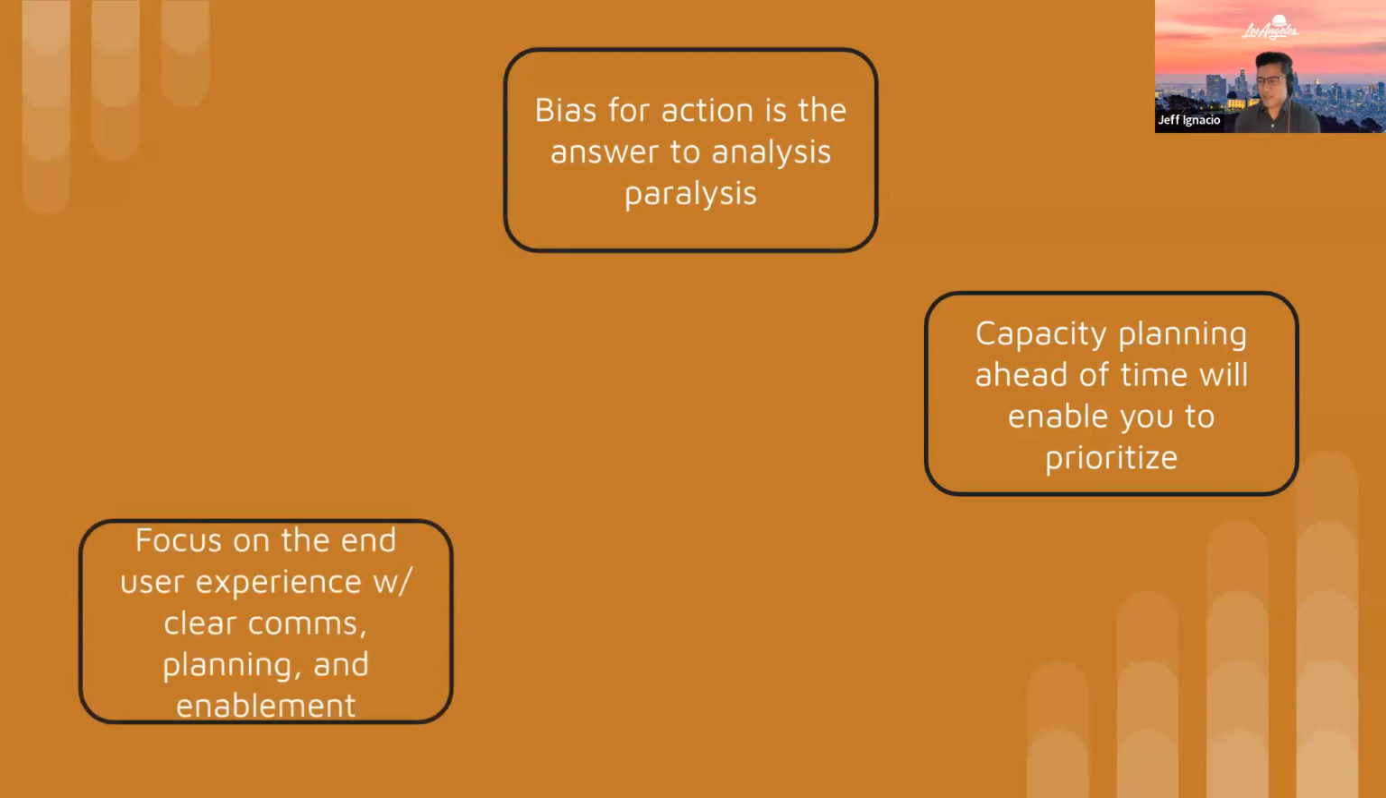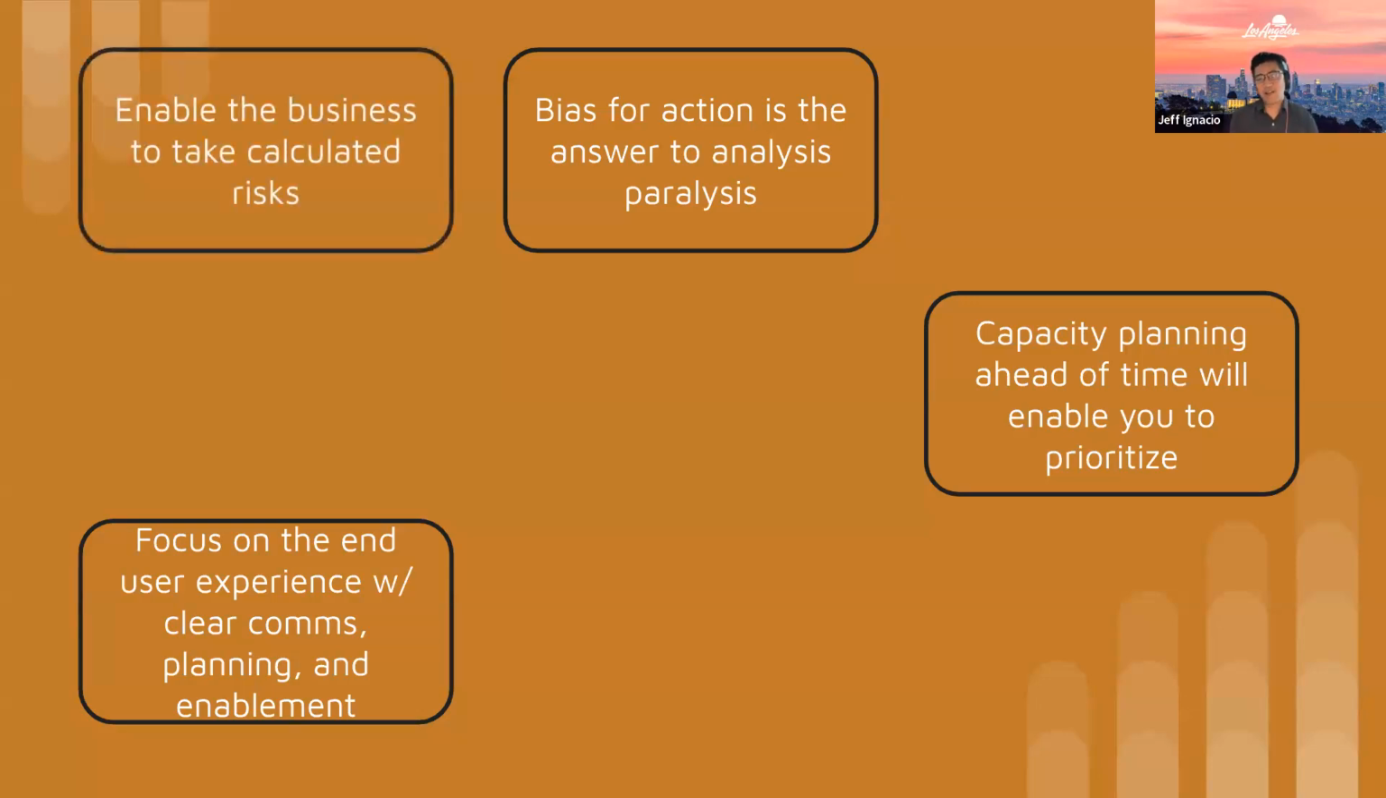Third is focus on the end user experience. Where can I drive better communication? Where can I drive better planning? Making sure that my team is enabled to do well. So office hours, I provide videos for how to do something and try to get my organization to be as self-serve as possible. Fourth is enabling the business to take calculated risk. So where are we using the data? Where can we use third-party data for us to have informed decisions?